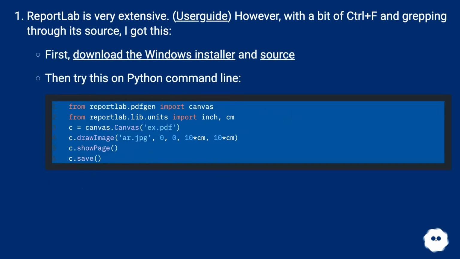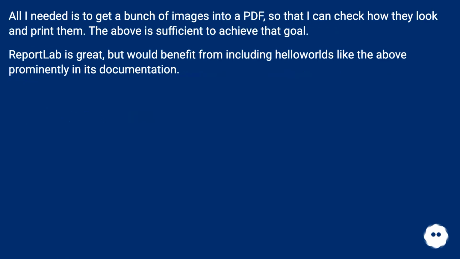ReportLab is very extensive. User guide, however, with a bit of Ctrl+F and grepping through its source, I got this. First, download the Windows installer and source. Then try this on Python command line. All I needed is to get a bunch of images into a PDF, so that I can check how they look and print them. The above is sufficient to achieve that goal. ReportLab is great, but would benefit from including hello worlds like the above prominently in its documentation.